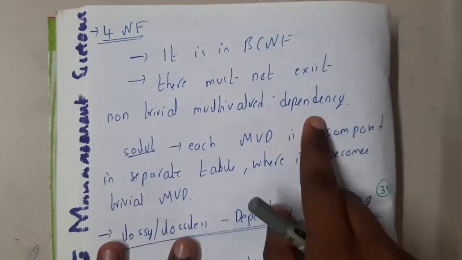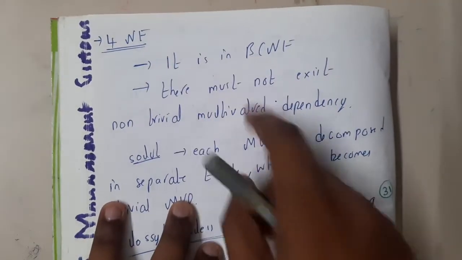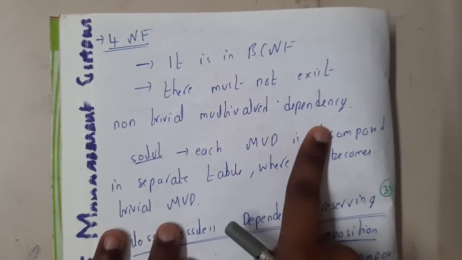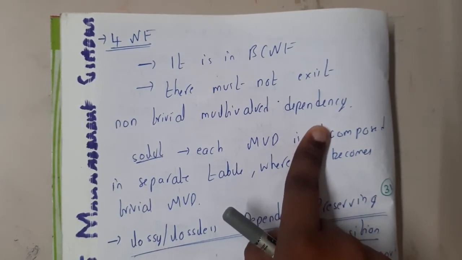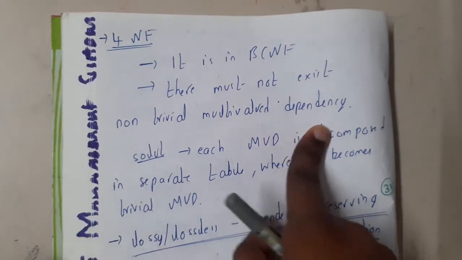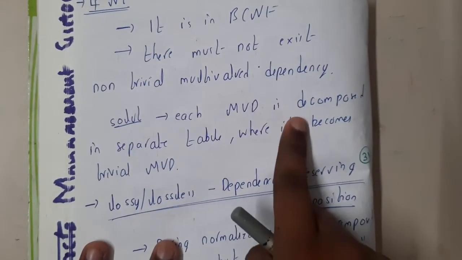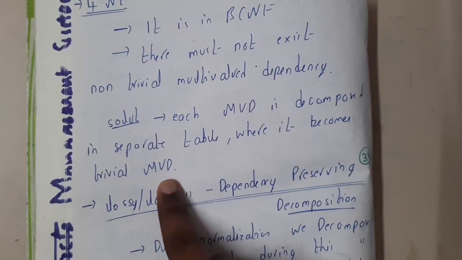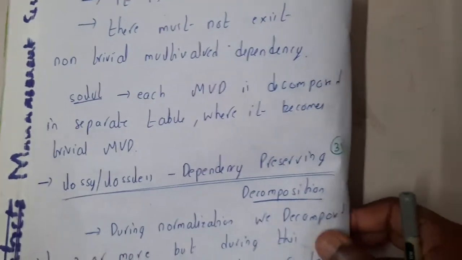Now we have discussed multi-valued dependency and non-trivial multi-valued dependency. What 4NF says is that the relation should be in BCNF first, and there must not exist a non-trivial multi-valued dependency. So there should not be any non-trivial multi-valued dependency. Most students will ask, what is the solution? The solution we have already discussed: the issue is this, and the solution is to break it into multiple tables. Each multi-valued dependency is decomposed into a separate table where it becomes a trivial multi-valued dependency. So it became solo, and when it becomes solo, the issue has been resolved, right?